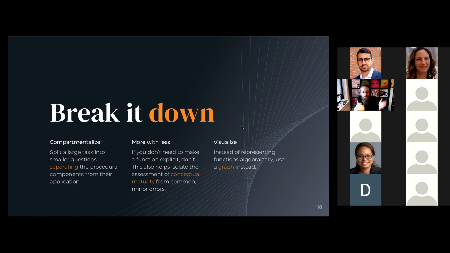Can you procedurally find the derivative of a given function, and separate that from the application of what the derivative is, and say, okay, you have a function and its derivative at this value is -3. Determine from this information what the equation of the tangent line is. And so in that sense, they're putting together the use of the derivative separately from actually finding it in a more procedural fashion. So if you don't need to make a function explicit, don't.